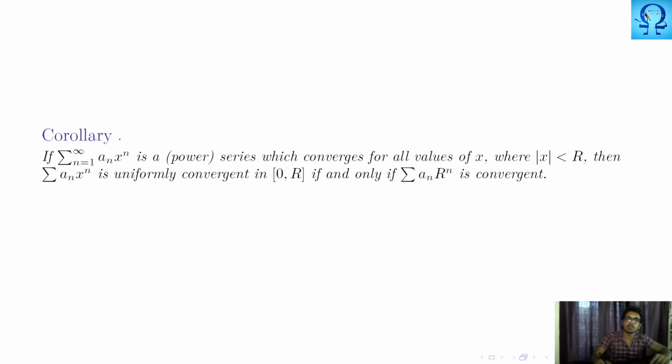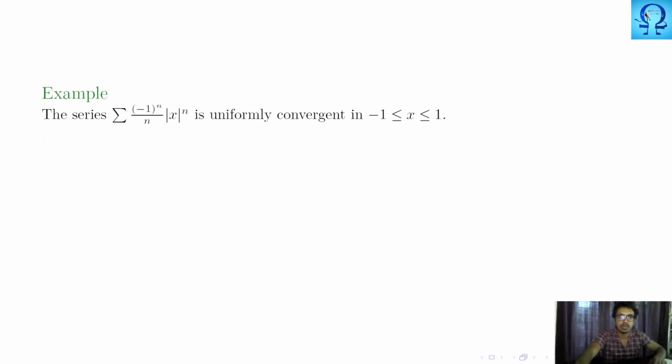And the next corollary is when we have a power series which converges for all x, where x has some radius of convergence, then the power series will converge uniformly if and only if summation an r to the power n converges. Okay, I am not going to prove this corollary, that I am leaving to you guys. Now we shall just examine a few examples based on this Abel's test.